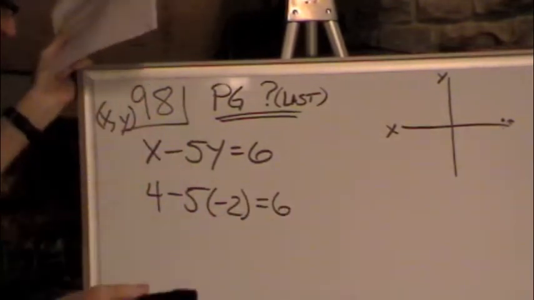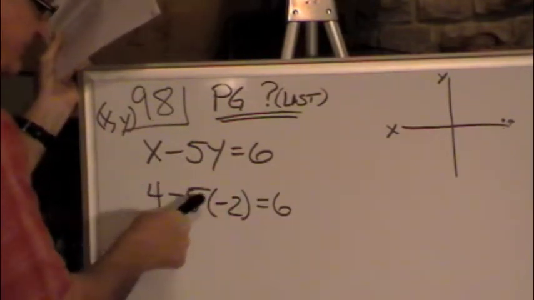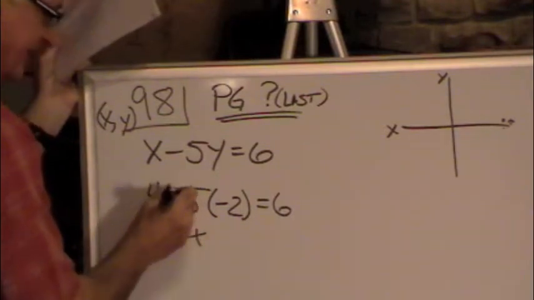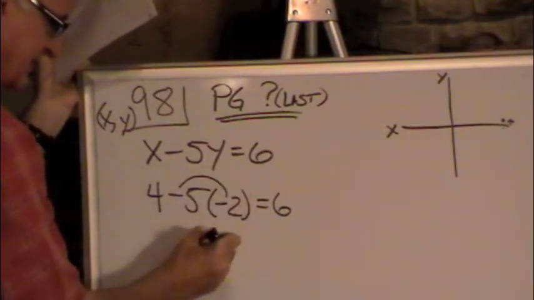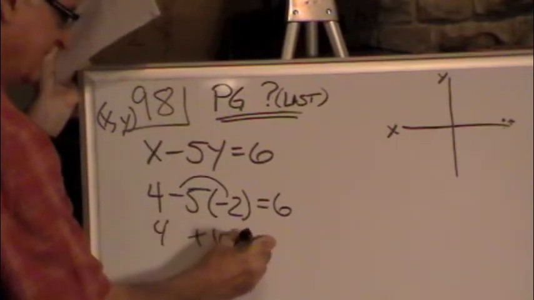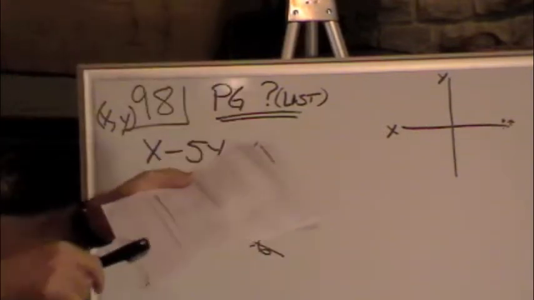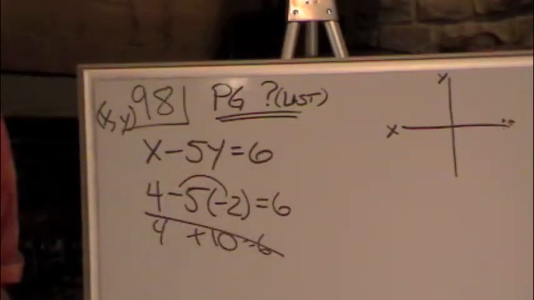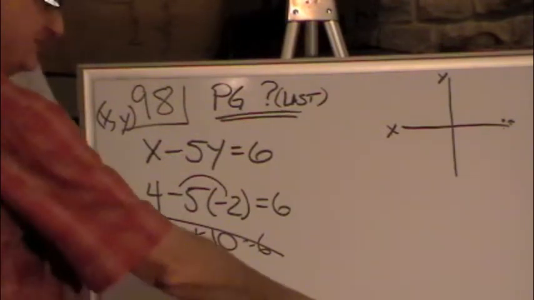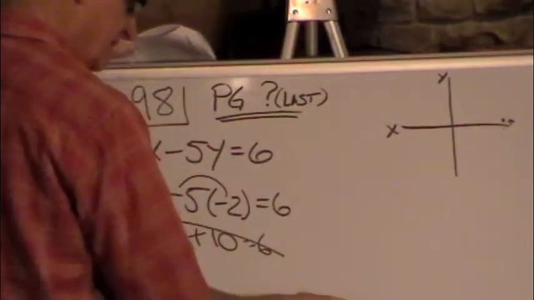We're asking, does this work? What's a negative 5 times a negative 2? It's a plus. Negative times negative, right? Plus 10. Does 4 plus 10 equal 6? That 4 and negative 2, not on the line. That's all it tells you. Doesn't get there. It's on another line.